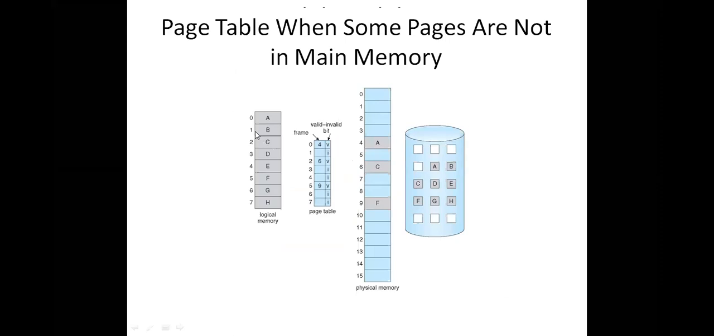For example, page number 1, B. B is not in the main memory, so it is I, indicated by invalid. For example, the fourth page, E. E is not available in the main memory. It is still in the secondary memory. So it is not in the main memory. That is the reason why it is indicated by I. Whereas the fifth page, F, is available in the main memory. So that is the reason why it is indicated by V.